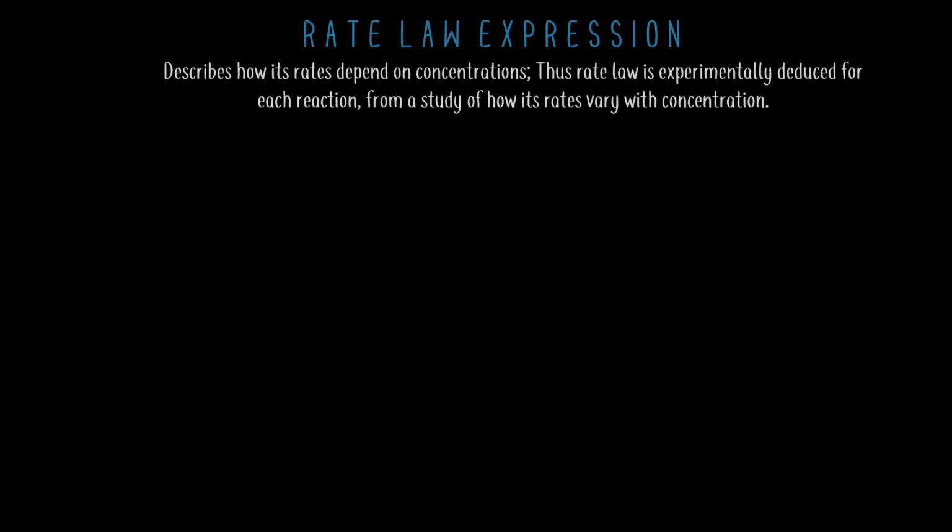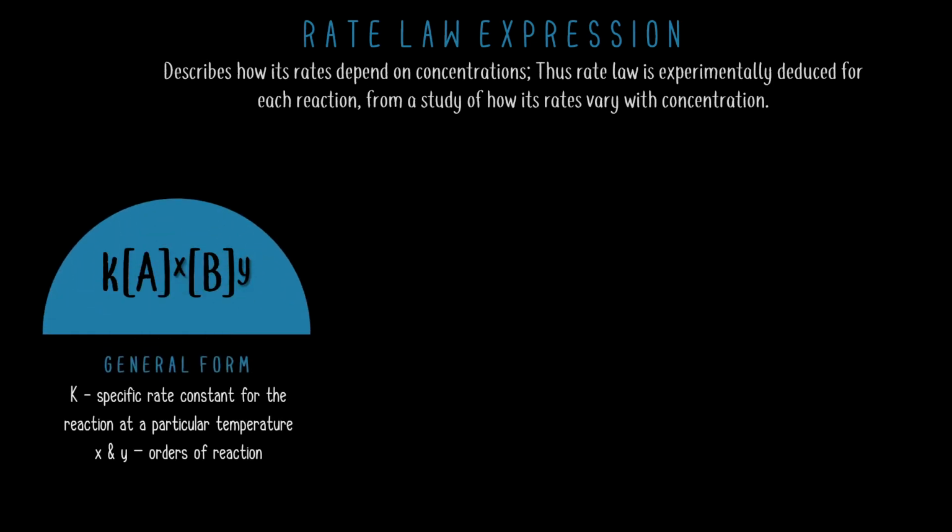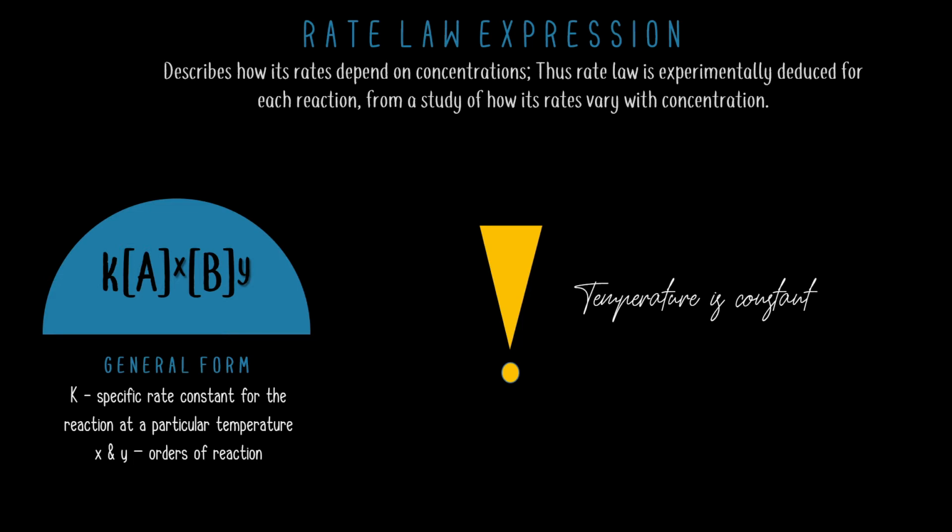The rate law expression describes the speed of the reaction with respect to the reactants and their orders at a given temperature. The general form for the rate law is k[A]^x[B]^y, where k is the specific rate constant for the reaction at a particular temperature, and x and y are the orders of the reaction. In these experiments, the temperature is constant and the concentrations of the reactants are changed, which also changes the rate, or does not change it at all, depending on its order.